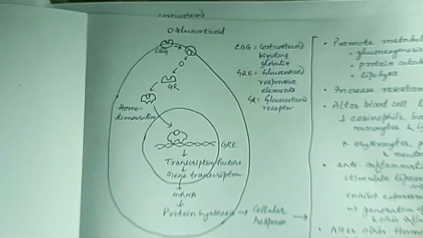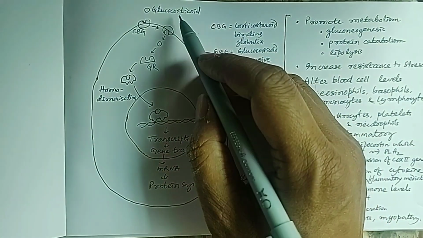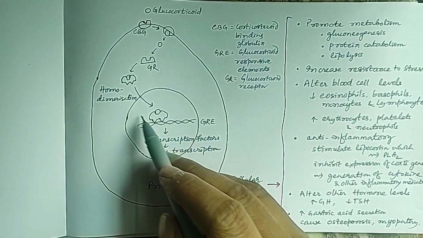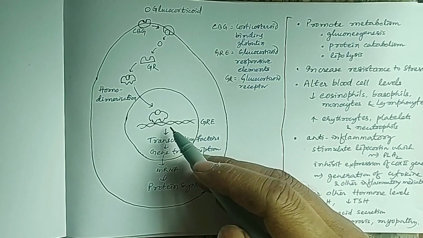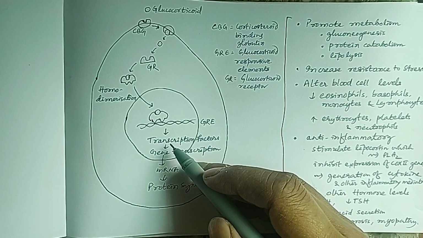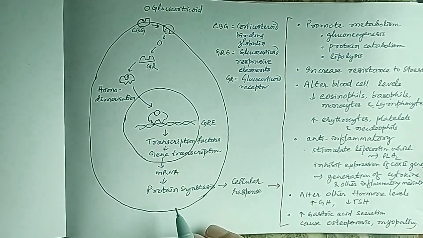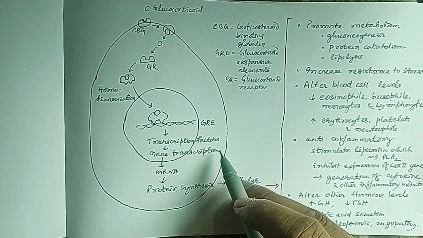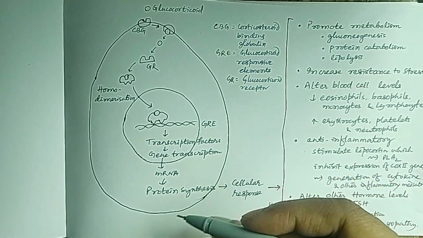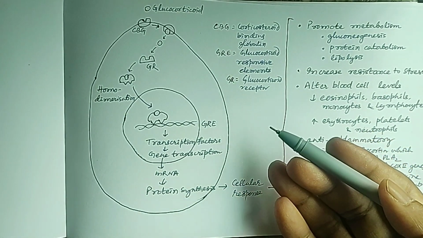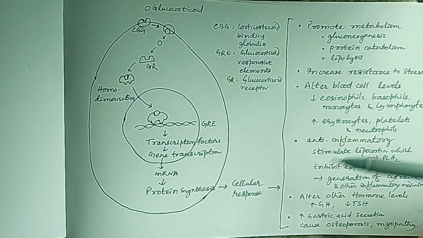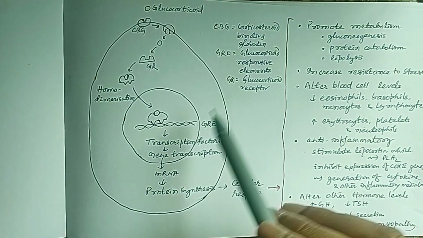So if you see what the cellular functions are, glucocorticoid binds to the corticosteroid binding globulin, enters, then dimerization, that is homodimerization, then it enters into the nucleus and binds to the glucocorticoid response elements, production of transcription factors, there will be gene transcription. So some genes will be activated, some genes will be suppressed, and accordingly the proteins will be produced or will not be produced. So all the cellular functions are done by this response.